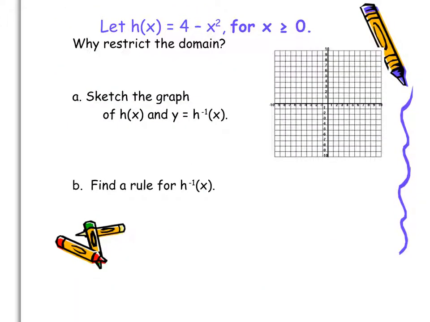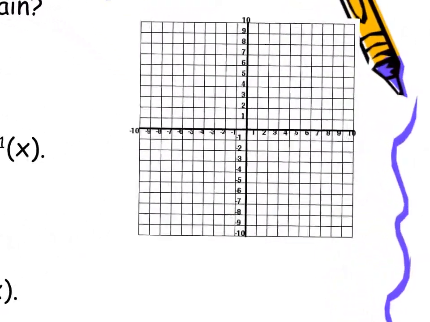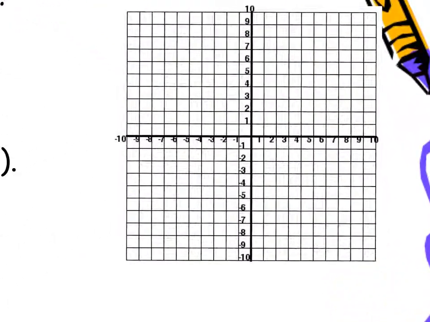Now I'm going to do the same thing with the quadratic, as far as approximating the graph. All right, now, we're going to talk about this more in a second, but I've restricted the domain here. I'm going to plot some points for h of x. However, I am not going to use negative x values, even though I could. 4 minus x squared.